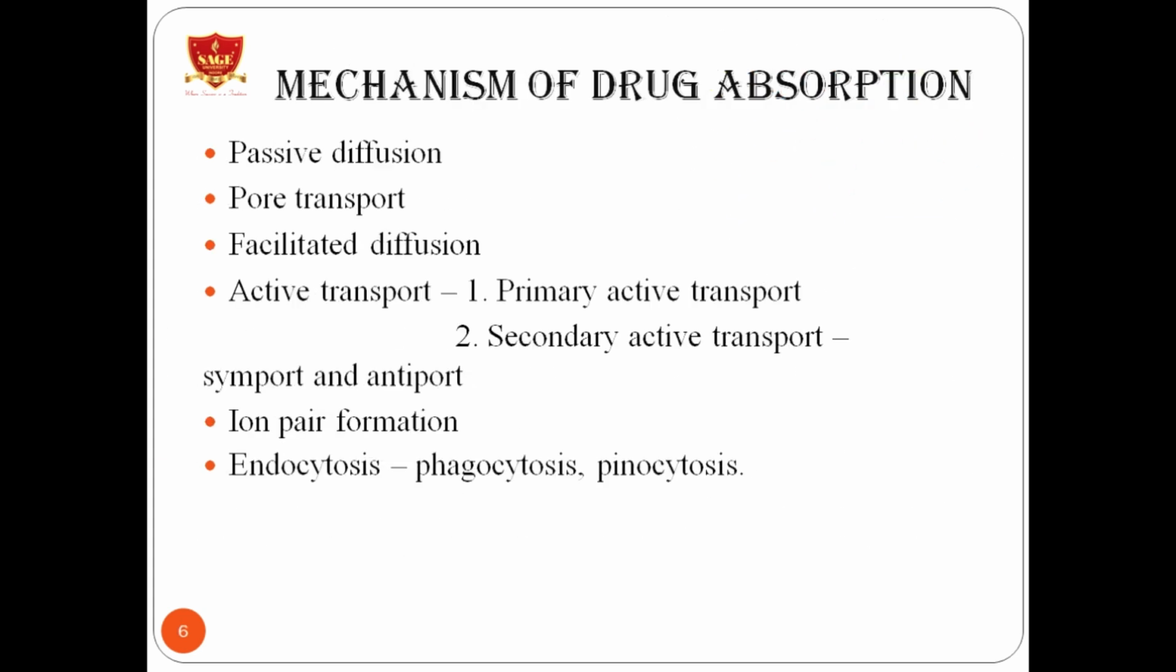Now the mechanisms of drug absorption. There are various mechanisms of drug absorption through the GIT, gastrointestinal tract. First one is passive diffusion, second is pore transport, third is facilitated diffusion, fourth is active transport, which is further classified into primary and secondary active transport. Then ion pair transport and last endocytosis, which is further classified into phagocytosis and pinocytosis.